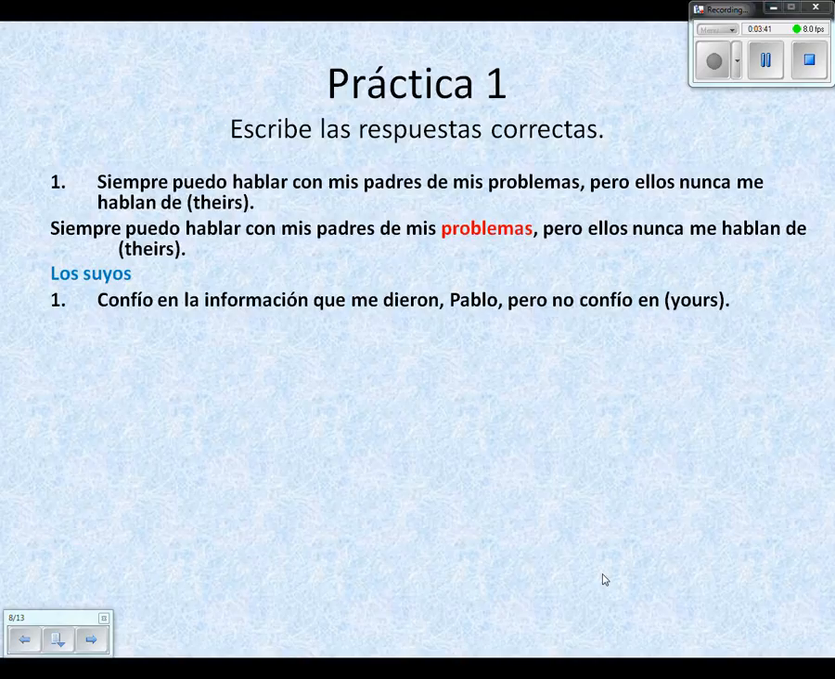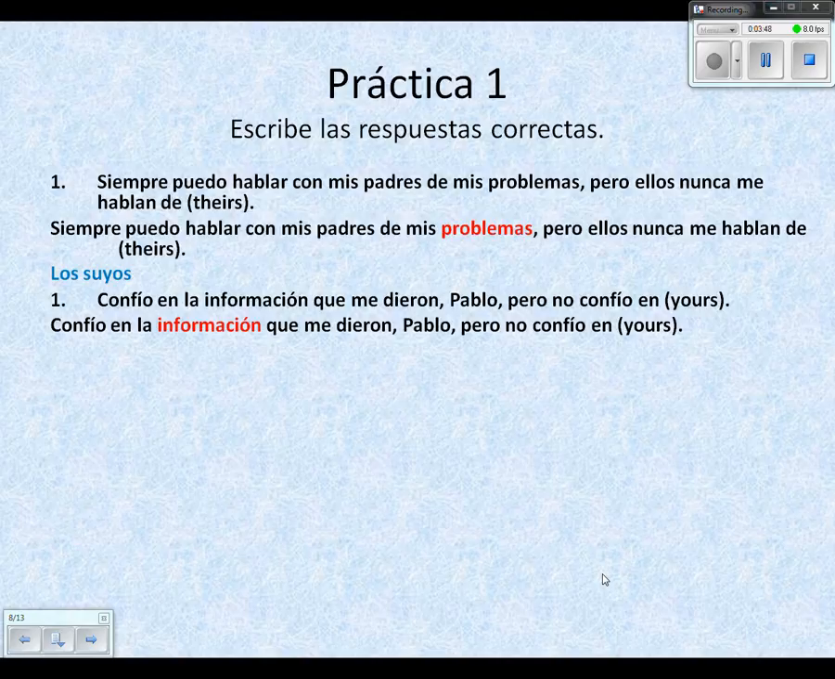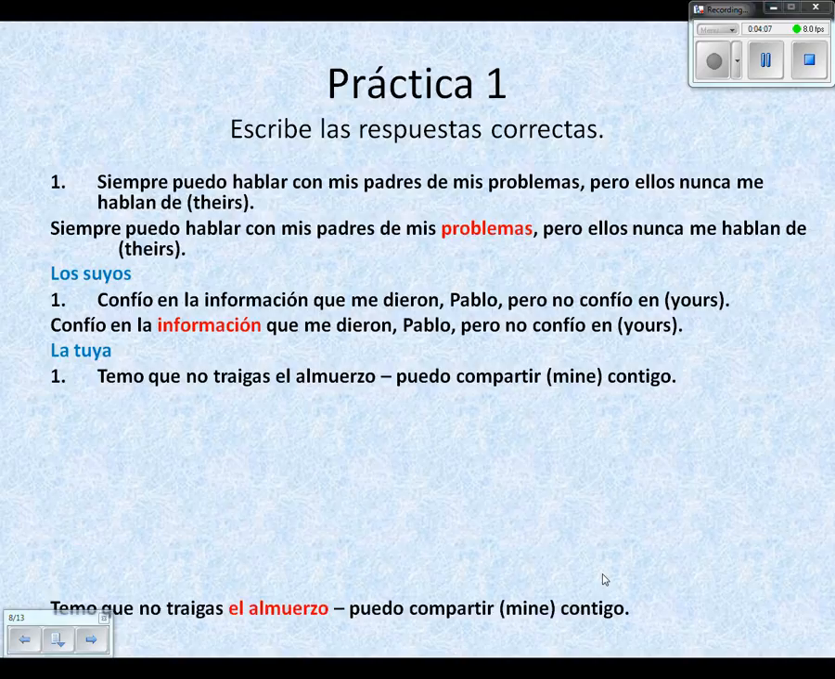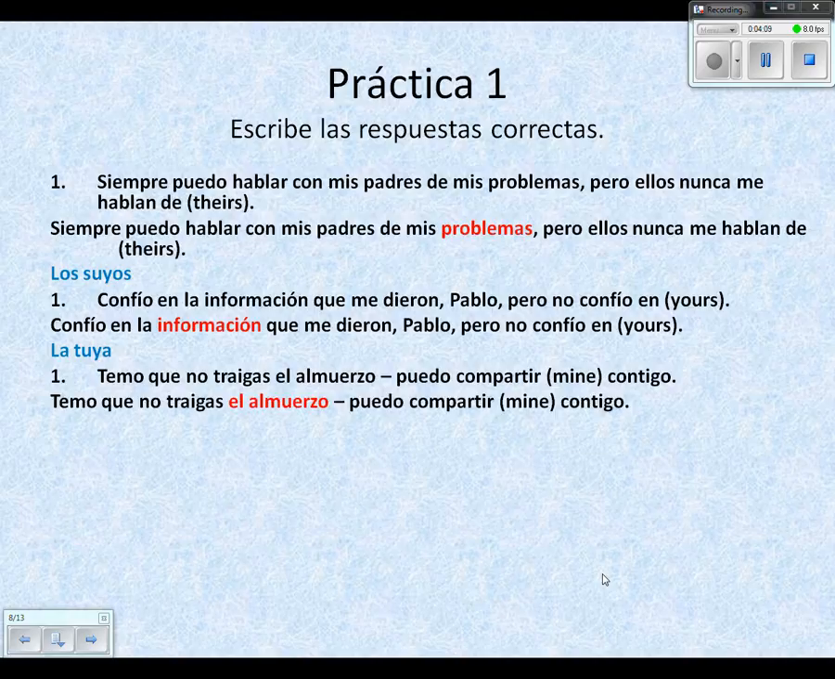Number 2. No confío en yours. So let's work backwards. I trust in the information. So go ahead and circle información. That is feminine and singular. And we have the first name Pablo. So we're going to use the tú form here. So it's going to be la tuya. Moving on to number 3. Temo que no traigas el almuerzo, puedo compartir mine contigo. So they are talking about I can share my lunch. So go back and circle almuerzo. We have masculine and singular. We don't have ser before, so we need to include the el mío.